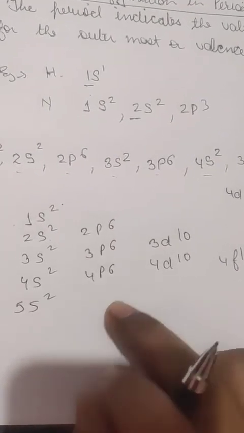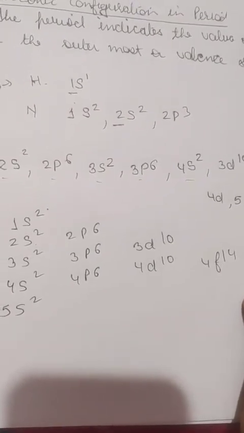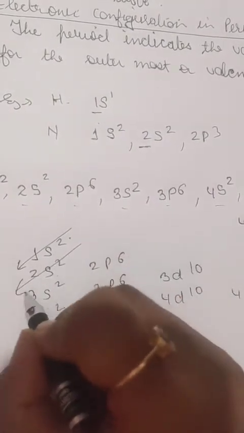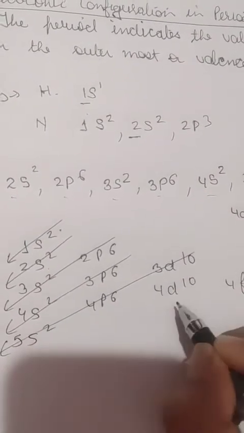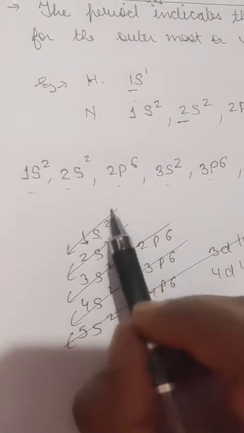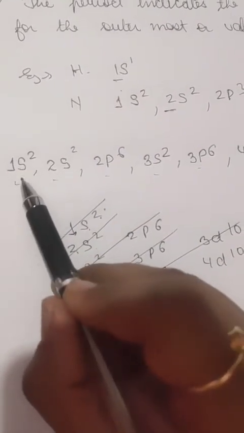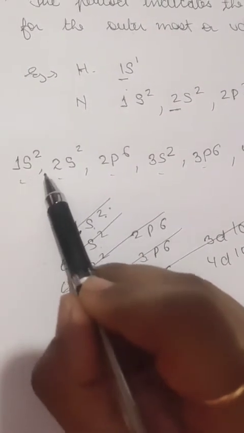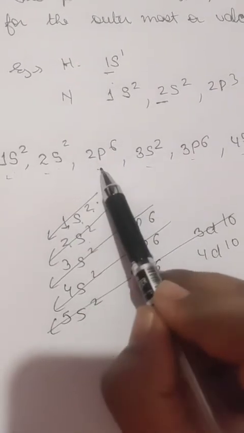It could be 5p6, then 5d10 and 5f14 also. First we will arrange like this. First it will come this way, then again up, and then it will come like this, and again like this. If you see, first is 1s2, then we come to the second, 2s2. The electrons will first be filled in this subshell, and after both electrons are filled, it will move to the second subshell, and after that is filled, it will move to the third subshell, and then this.